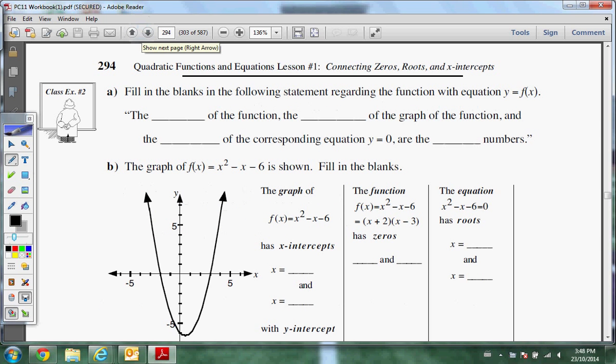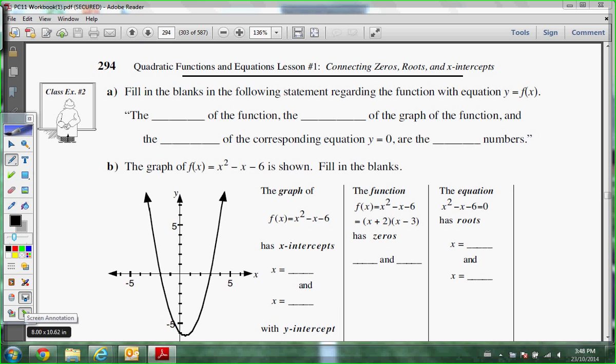Okay, fill in the blanks of the following statement regarding the function with the equation y equals f of x. The blank of the function, the blank of the graph, and the corresponding y equals 0 are all the same numbers. So I would say the zeros, the x-intercepts, and the roots are all the same.